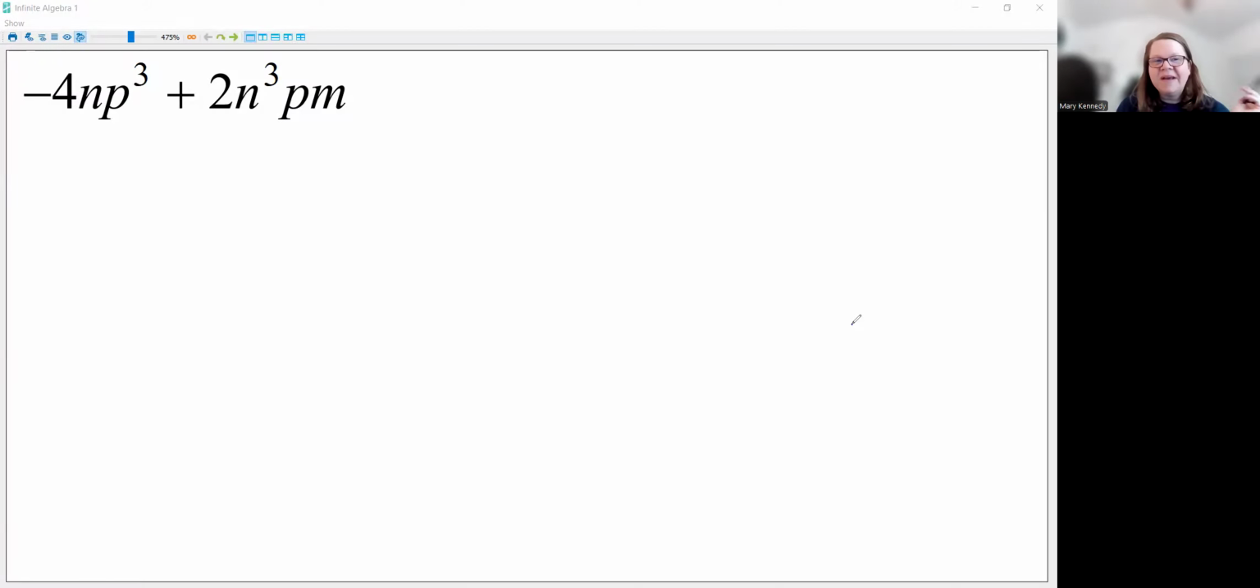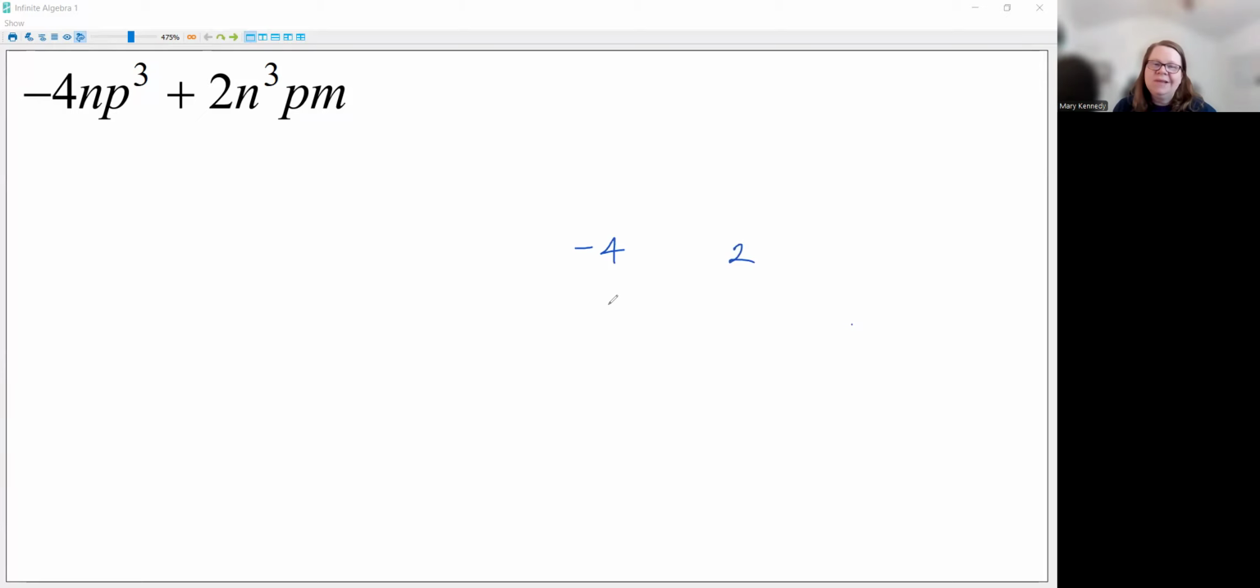All right, let's talk about finding the greatest common factor for this expression. And so we've got two kind of parts to it. We've got the numbers and then we've got the variables. And so let's look at the numbers. We've got a -4 and a 2. And if they're both negative, you automatically want to factor out the negative. But since they're not both negative, we will not factor out a negative. Just take it as a positive.